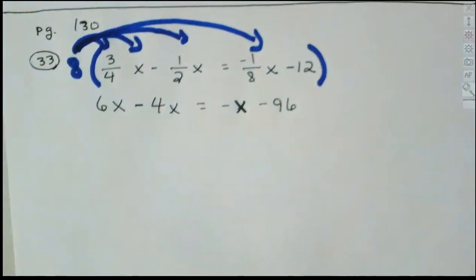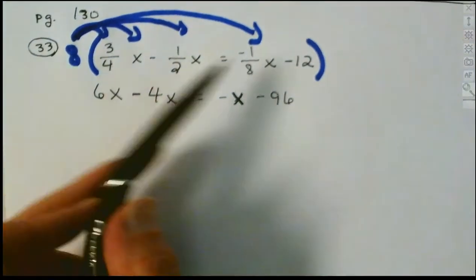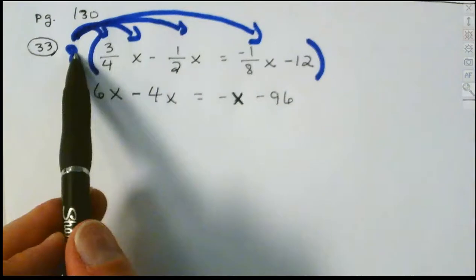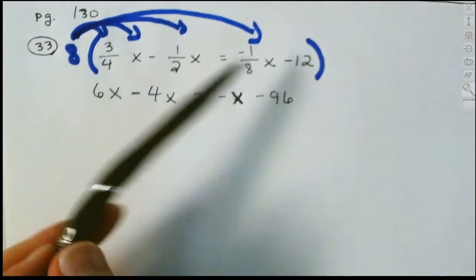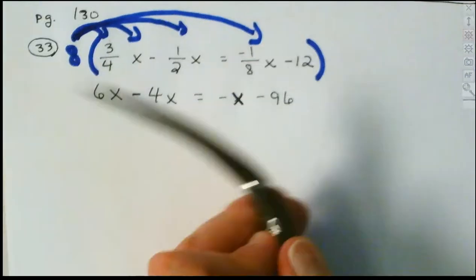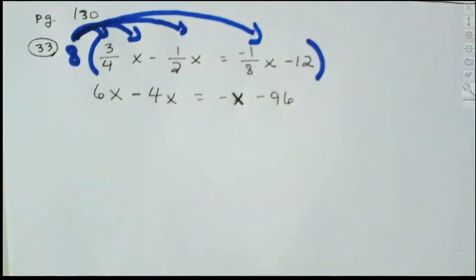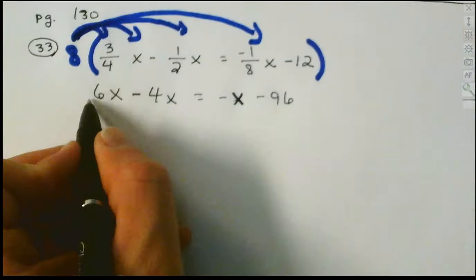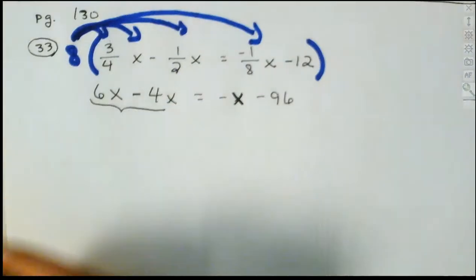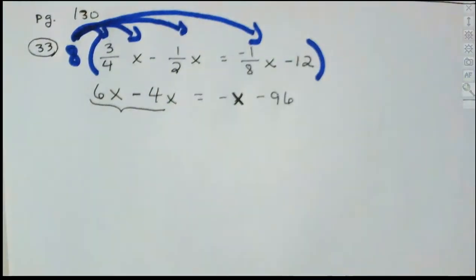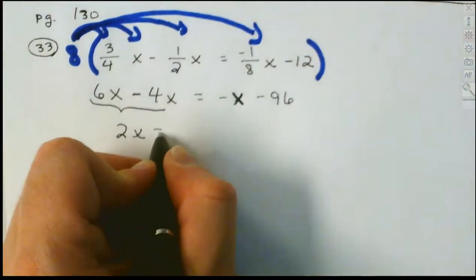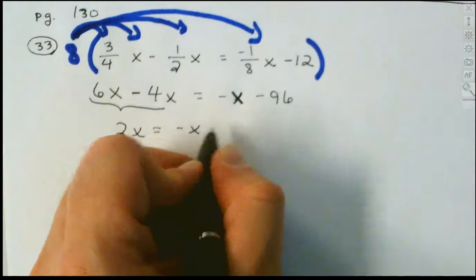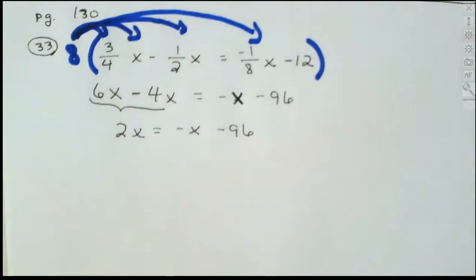Make sure you do each piece. Even if it's not a fraction, you just multiply. Divide, multiply, divide, multiply, divide, multiply. There's no fraction, so we just multiply. Now we can go ahead and combine those together on the left. And that's 6x minus 4x. That makes it a 2x. That equals a negative x minus 96.